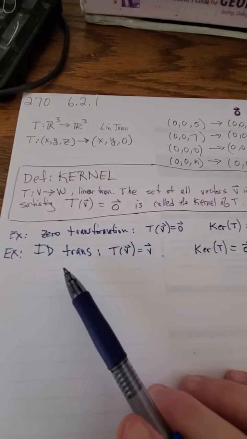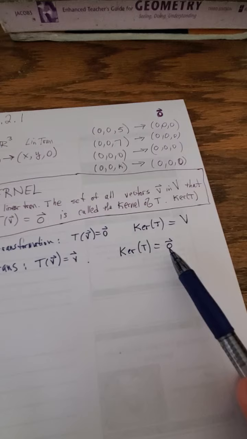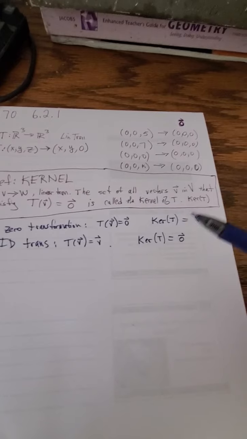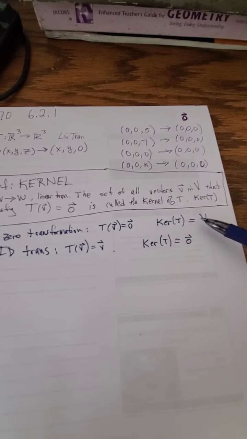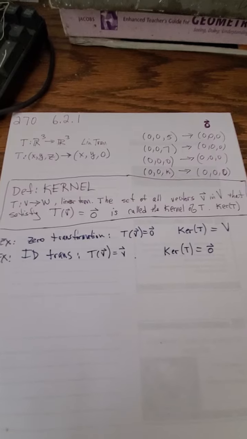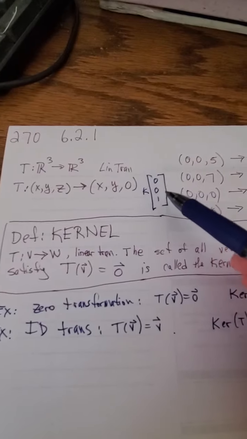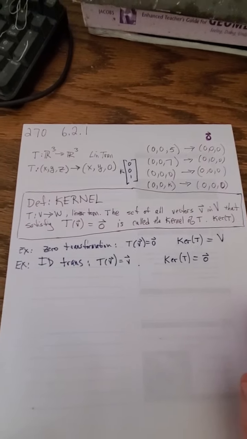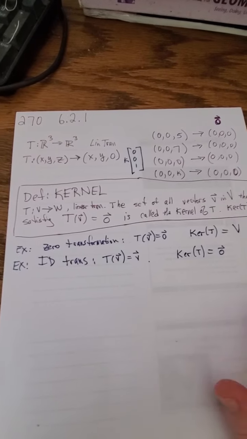And if you look at the identity transformation, which is that T of v equals v, in that case the kernel of T is just the zero vector, because, well, you can figure that one out. So it's interesting. Here the kernel is just the zero vector. Here the kernel is the entire vector space. And here the kernel is this (0, 0, k), which could be rewritten as k times the basis vector (0, 0, 1). I guess what I'm hinting at is that the kernel of any linear transformation is always going to be a vector space.